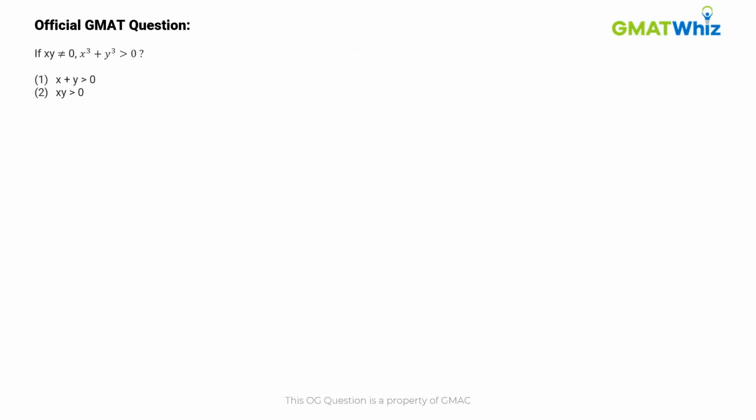In this question, we are given that the product of x and y is not equal to 0. This means that x is individually not equal to 0 and y is also not equal to 0. We have to check if the cube of x plus the cube of y is greater than 0 or not.